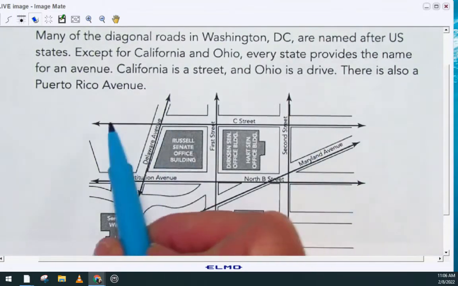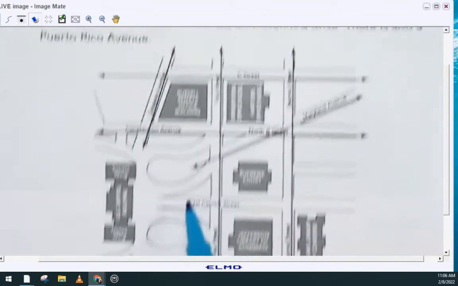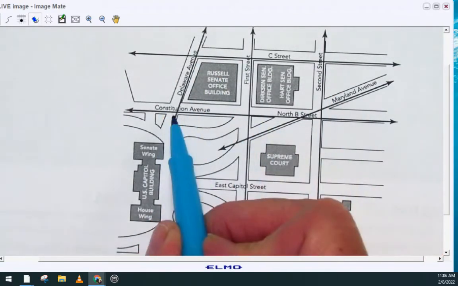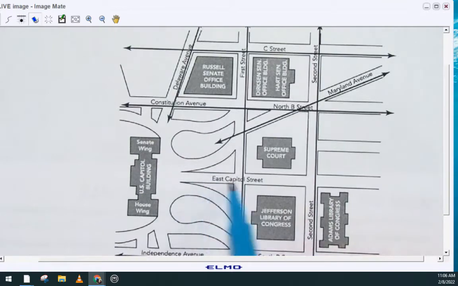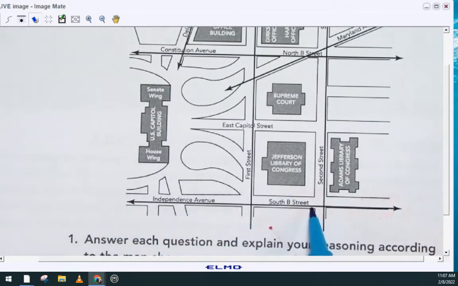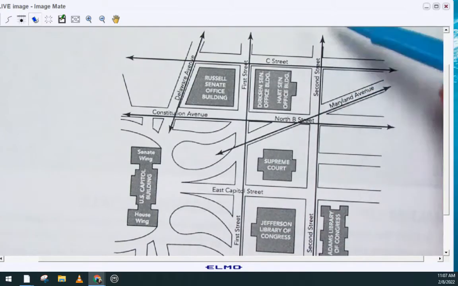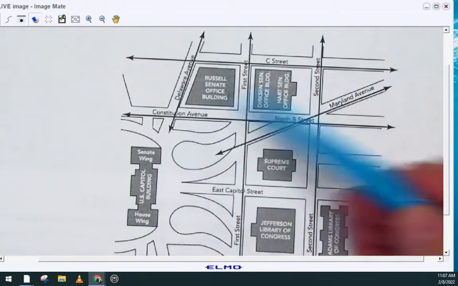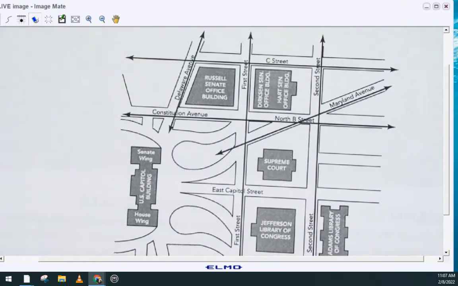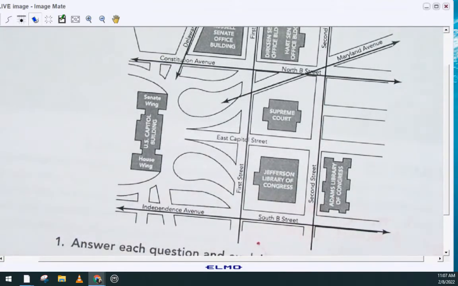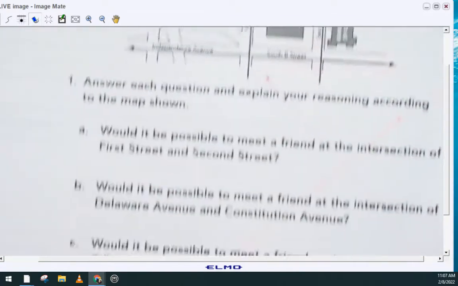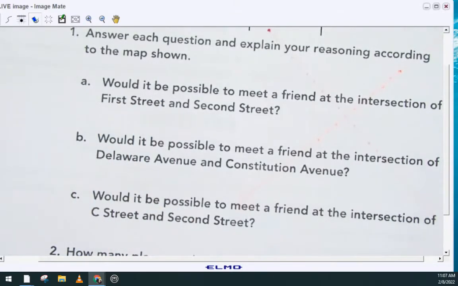So if I look at this, the ones going horizontal, we have C Street, we have B, look at B, Constitution, same street. East Capitol, we have Independence and South B, those are exactly the same street. If I look at my vertical, I have First Street, I have Second Street, but my diagonals, I have Delaware, I have Maryland. Those are the only ones that are shown. There are bigger ones, or a bigger map, but these are the only ones we're using. So let's look down here. It says, answer each question and explain your reasoning according to the map shown.